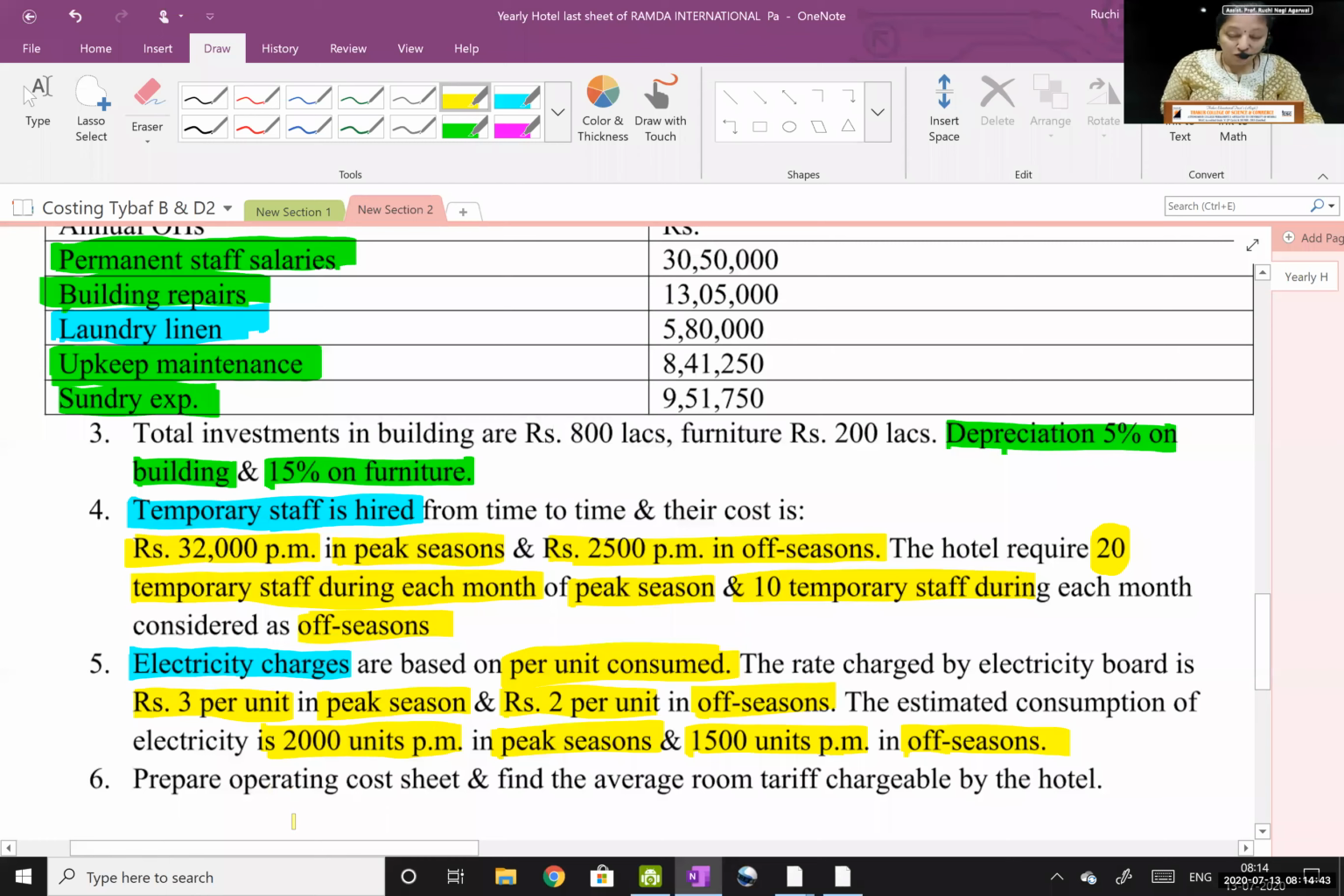Prepare an operating cost sheet and find the average room tariff chargeable by the hotel. So they want you to calculate the revenue of the hotel. Okay, that is also per room days. Okay, any query till here? Acknowledge it in the chat box if the question is clear.